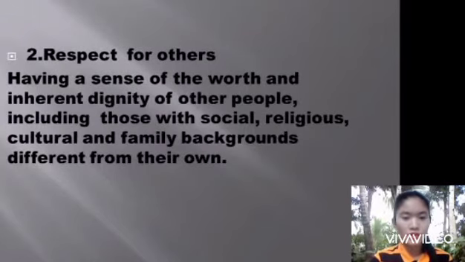Respect for others: having a sense of the worth and inherent dignity of other people, including those with social, religious, cultural, and family backgrounds different from their own. It is that you accept somebody for who they are, even when they're different from you or you don't agree with them.